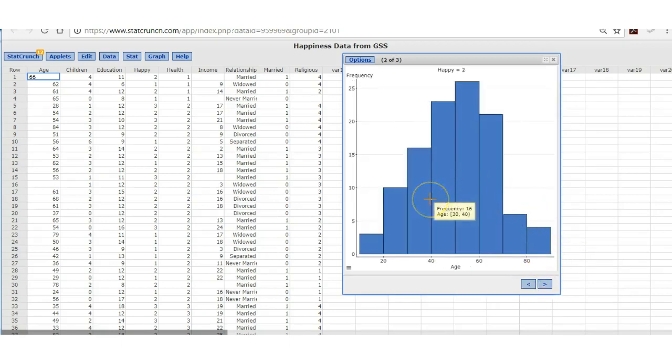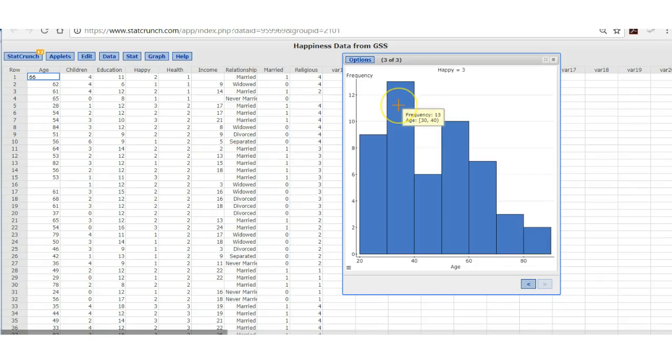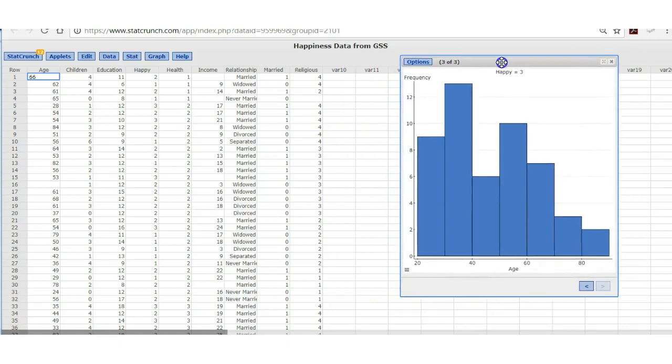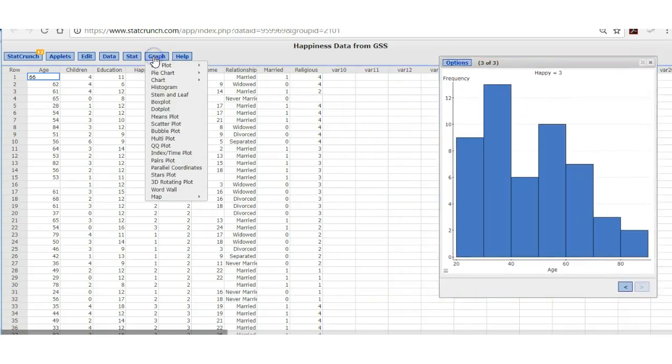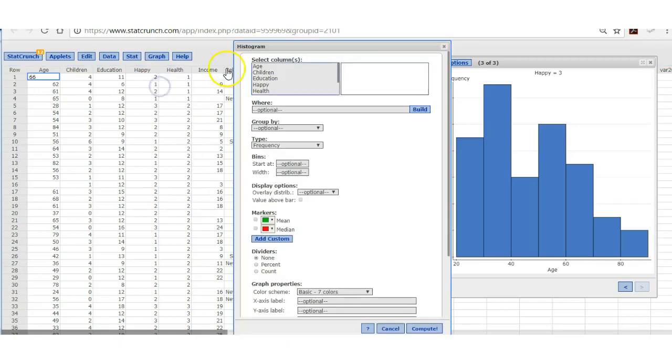For the pretty happy response, this one has a lot different shape. There are a lot more of them in the kind of middle ages, less on the 2 ends. And for the very happy response, again, this one has a few more on the younger ages and less in the older ages. Now, if you're doing this in StatCrunch, if you want to have these 3 graphs side by side, then really you just have to do the 3 separately. So you have to do this 3 times in a row.